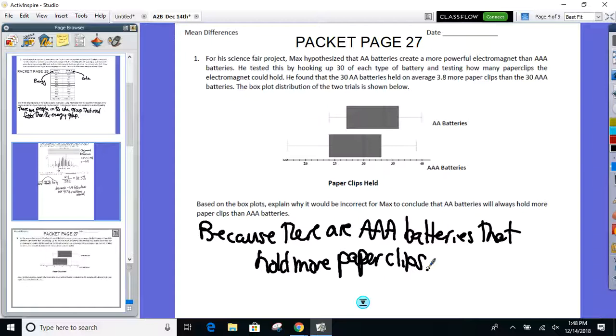Ready to test. First step, find your observed difference. Last problem you calculated it for me, but I actually gave it to you in this problem. So go back and reread. What is my observed difference in this problem? The difference in the means. What do you got for me? 3.8. He found that the 30 AA batteries held on average 3.8 more, so right there, that 3.8 is your observed difference.